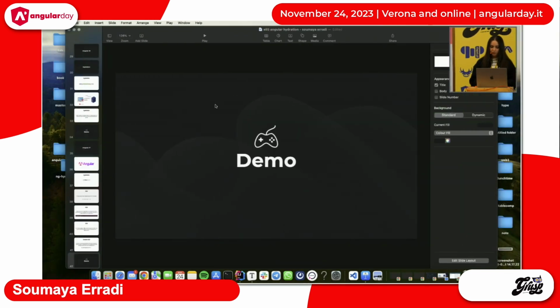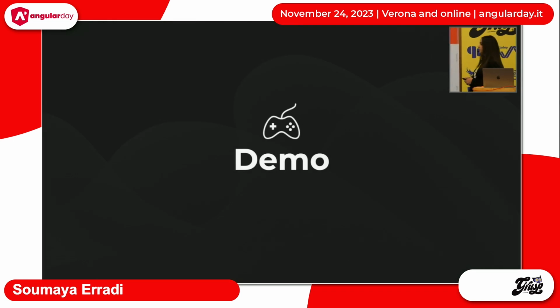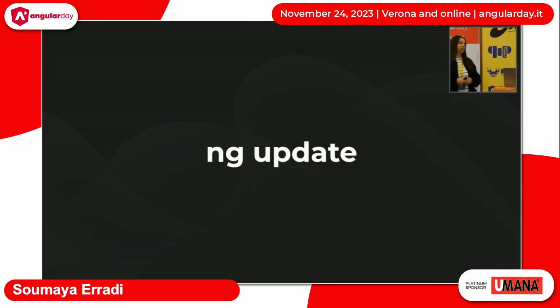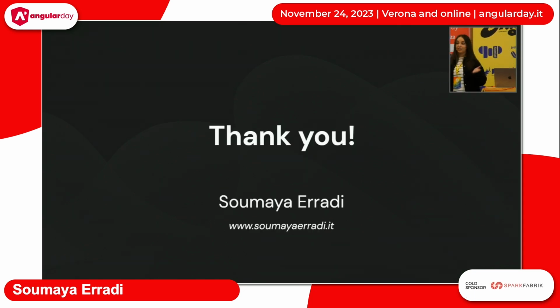So big improvements for Angular with hydration and server-side rendering. The Angular team with this last version of Angular told us about these improvements that we will see: ESM support for server builds, build speed improvements, and we like that, and some SSR improvements for the dev server. So if you want to try everything that Angular 17 offers us now, and you haven't already, go and update to get everything from the last version of Angular, and thank you very much.